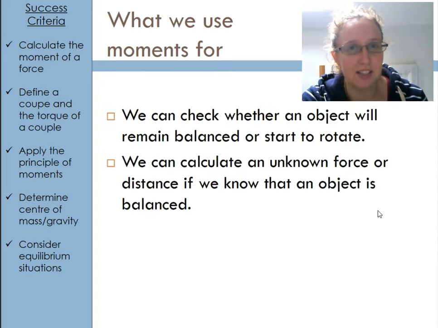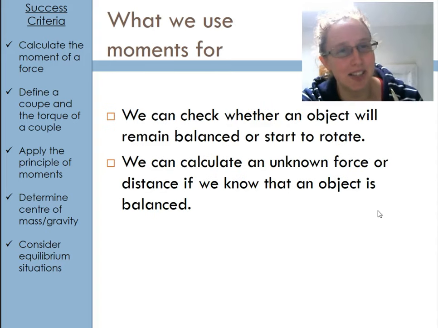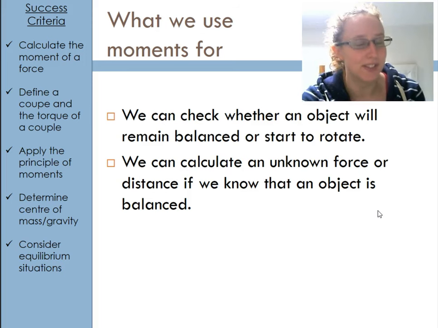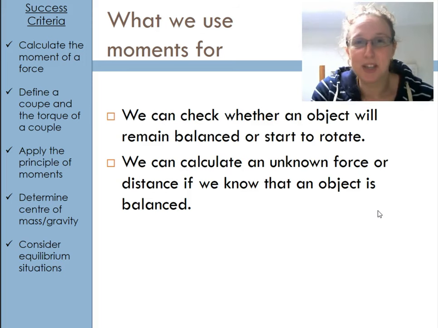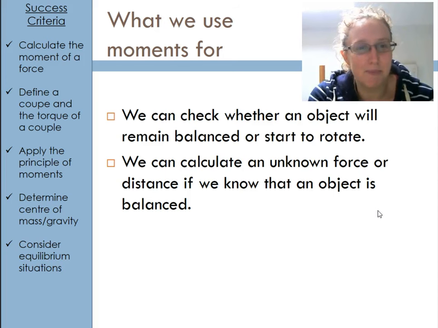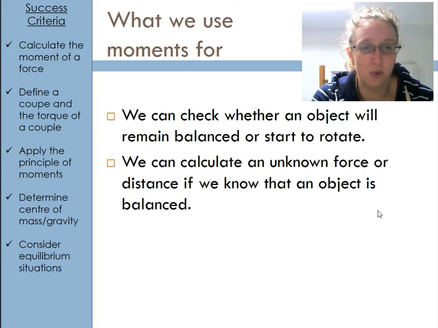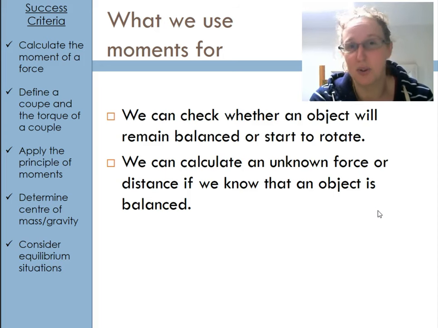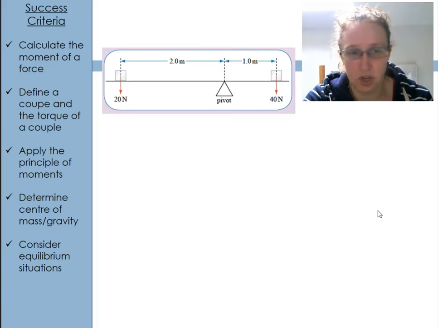And finally, why am I bothering to tell you all this? Because it's useful, is the answer. Basically, we can check to figure out if something's going to balance or if it's going to rotate. We could either calculate an unknown force or a distance if we already know that the object in question is balanced. So I am just going to show you an example.